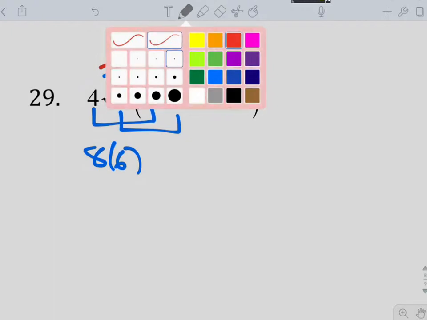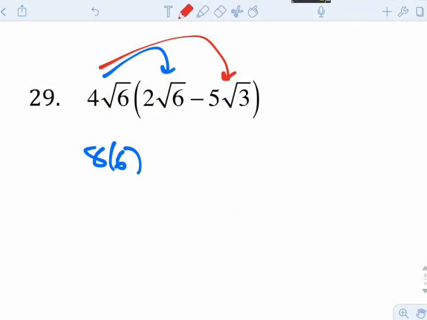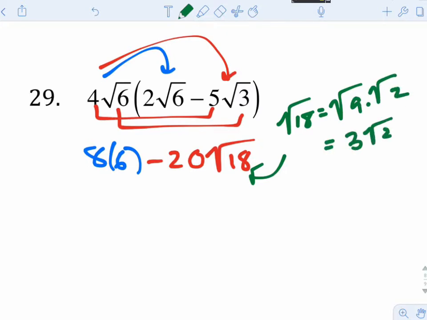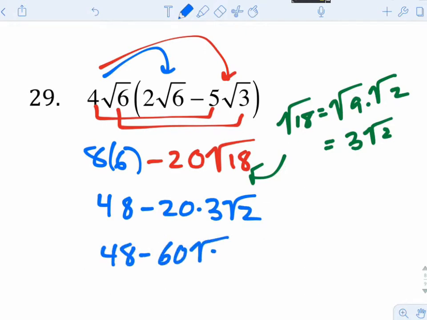And now 4 times 5 root 3, well, we're going to multiply the 4 and the 5, and the square root of 6 and the square root of 3. 4 times 5 is 20. The square root of 6 times the square root of 3 is the square root of 18. So we're close to being done, but note that this square root of 18 we can definitely simplify. That's the square root of 9 times the square root of 2. So 3 times the square root of 2. So this all becomes 8 times 6 is 48, minus 20 times 3 square roots of 2. So 48 minus 60 square roots of 2.